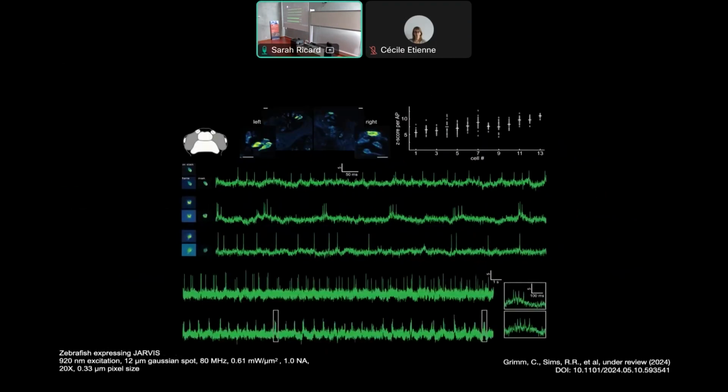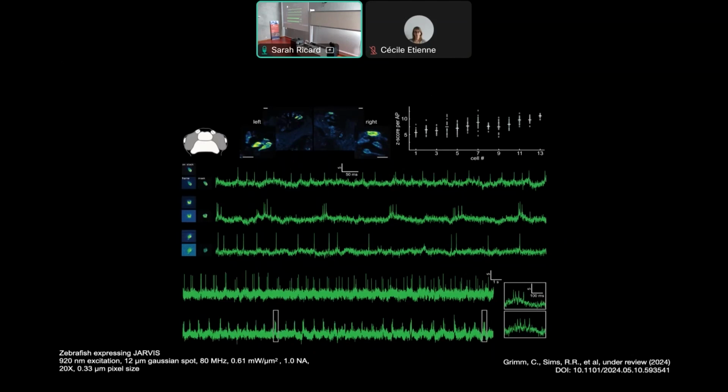We also tested the method in another model organism, the zebrafish, which is commonly used in neuroscience research and in biology in general, because it's optically transparent. It also has a relatively small brain. So you can perform whole brain imaging of zebrafish, which is very interesting. You can see what's happening on a global level as the zebrafish is undergoing activity. And so we're able, once again, to record fluorescence from these neurons.